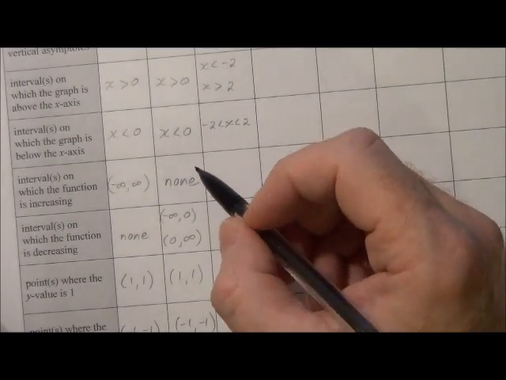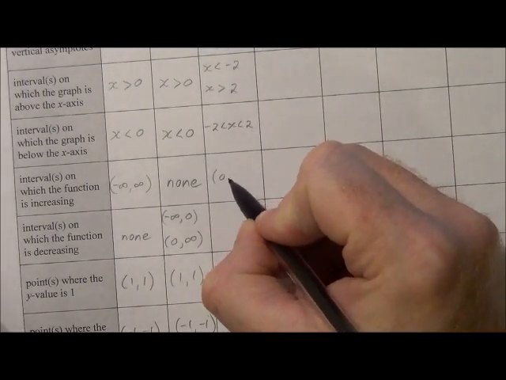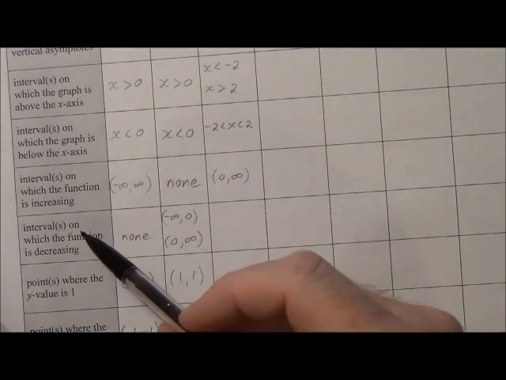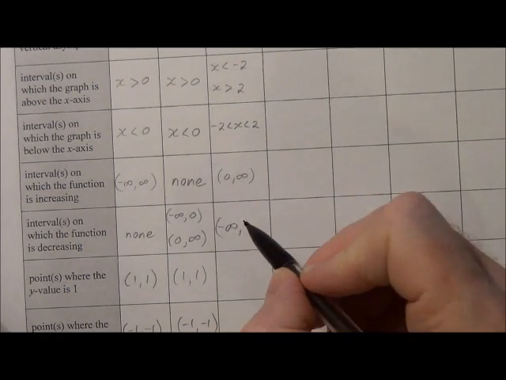So in terms of x values, the interval of x values where the function is increasing is from 0 to infinity, and is decreasing along x values from -infinity to 0.